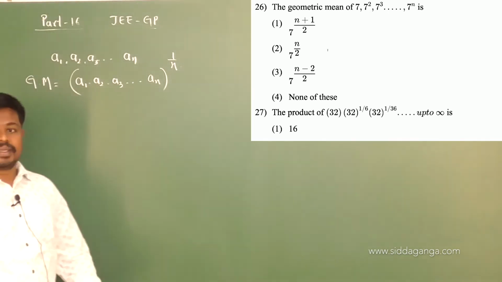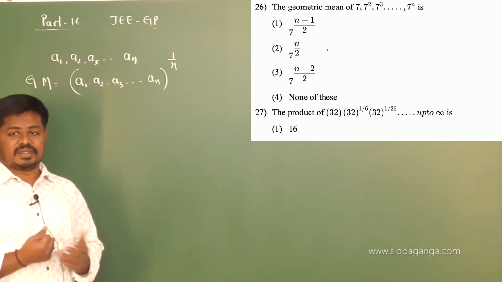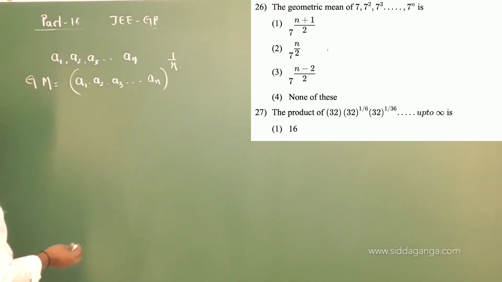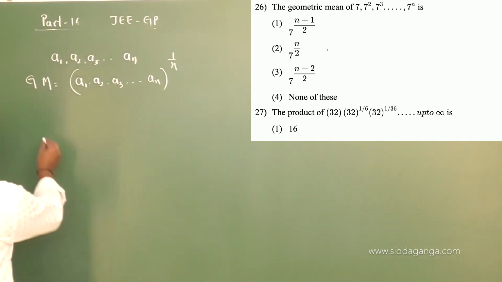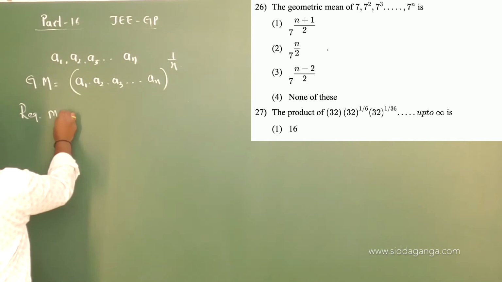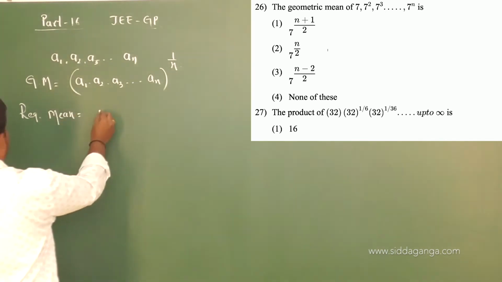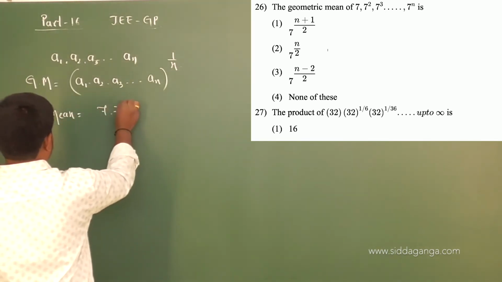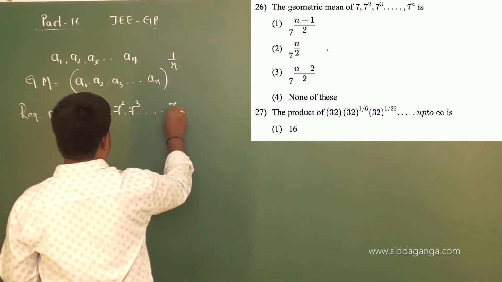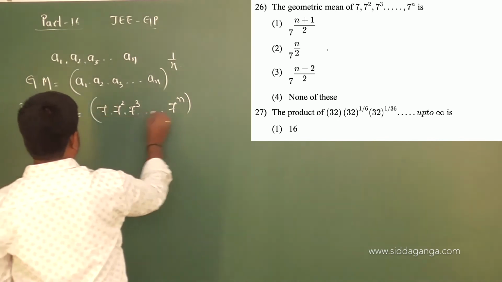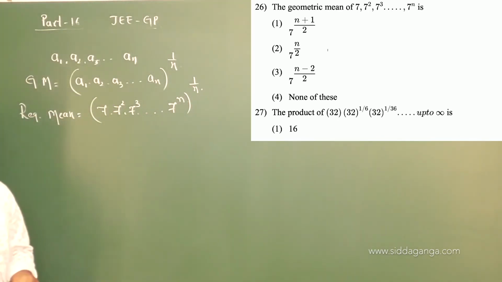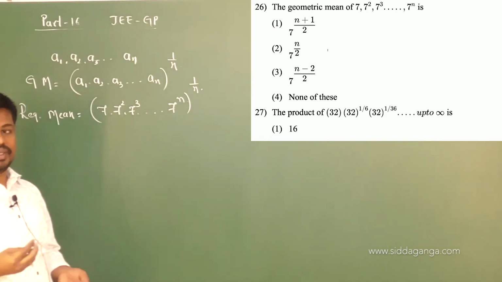Here we have the terms of the geometric sequence as 7, 7 square, 7 cube and so on. 7 power of n mean we have n terms. So the required geometric mean, the definition, required geometric mean is 7 into 7 square into 7 cube into 7 power of n whole power of 1 by n. This gives the geometric mean of n given terms.